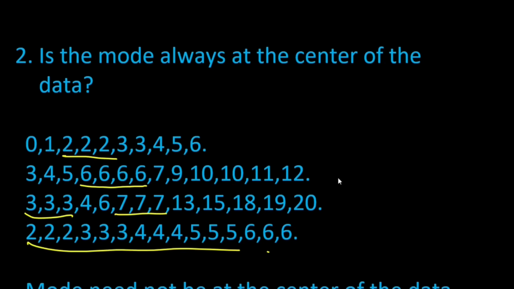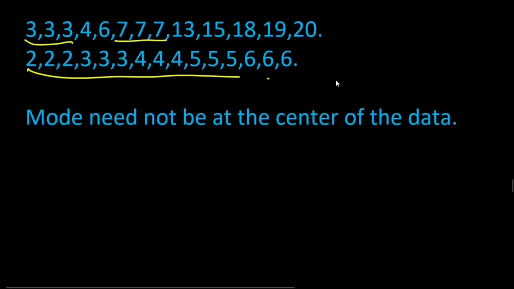Whenever there is a mode, if we observe the data, the mode is not at the center. The mode may be at the center, it may not be at the center. So it is not always the case that the mode exists at the center of the data. Mode need not be at the center of the data.